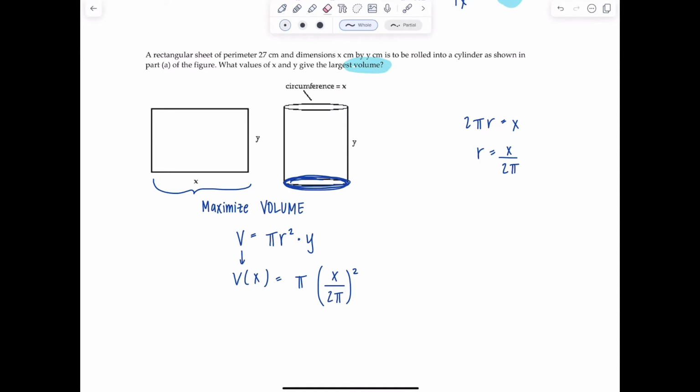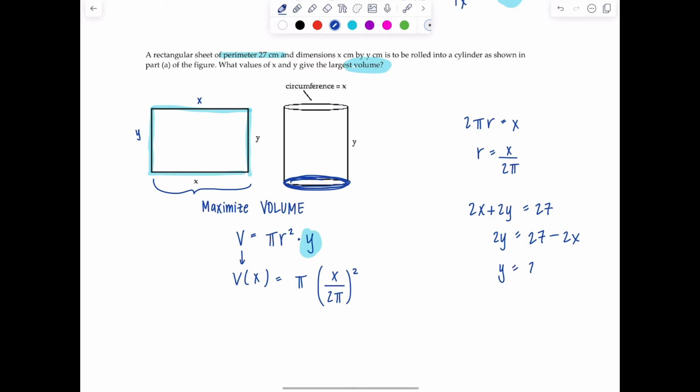Now what about y? We have to get rid of this. Well, I haven't used the fact that the perimeter is 27 centimeters. All the way around is 27 centimeters. So all the way around would be 2x plus 2y. That equals 27. I can solve for y in terms of x. 2y is 27 minus 2x. So y is 27 halves minus x. So 27 halves minus x. Have we done what we sought to achieve? I have V as a function of x alone.